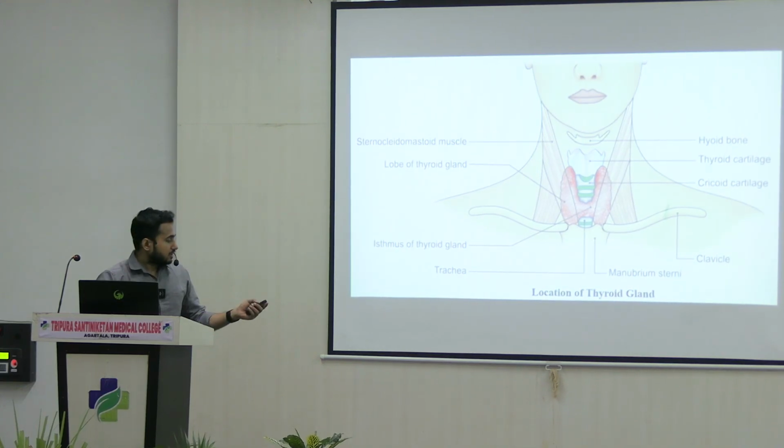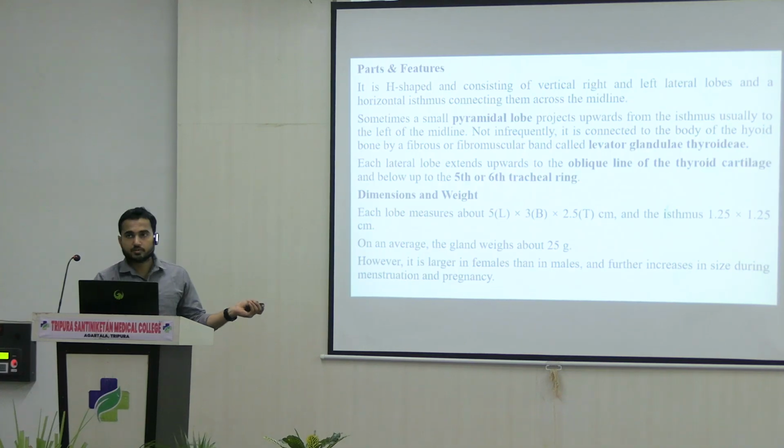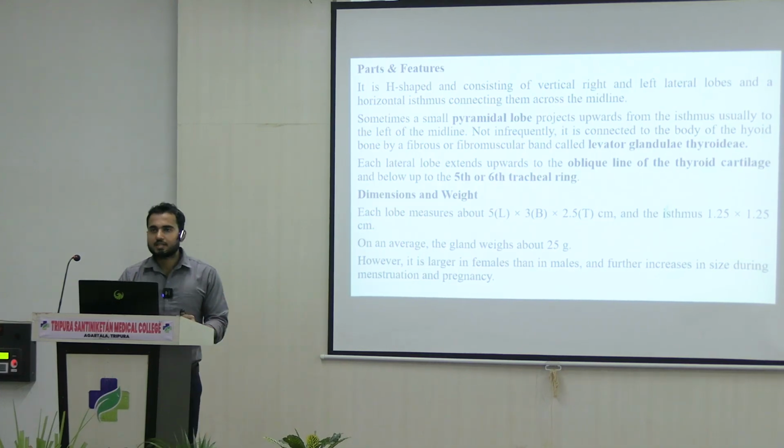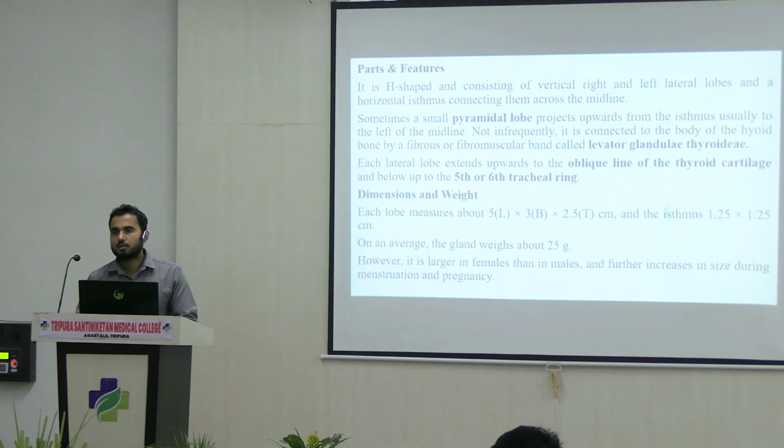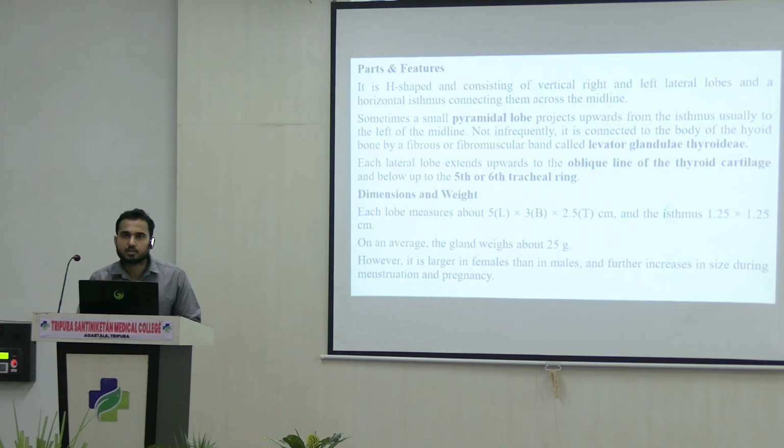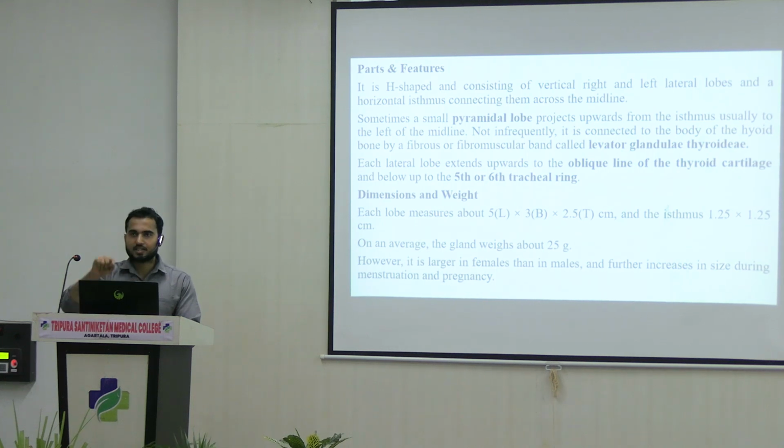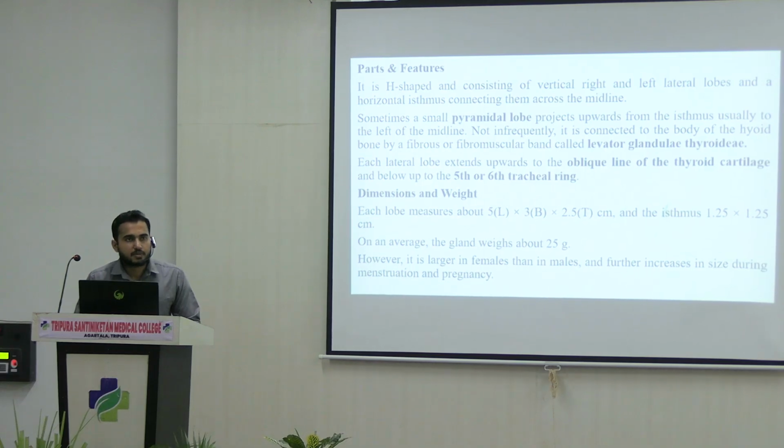Next, the external features of the thyroid gland. As I said, it is an H-shaped gland, and two lateral lobes are connected by an isthmus. That is the external appearance. Now, sometimes a pyramidal lobe is also present, extending upwards from the isthmus. Sometimes it is present, sometimes it is absent.